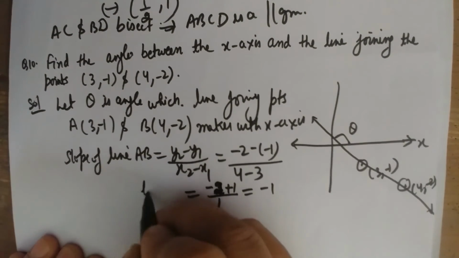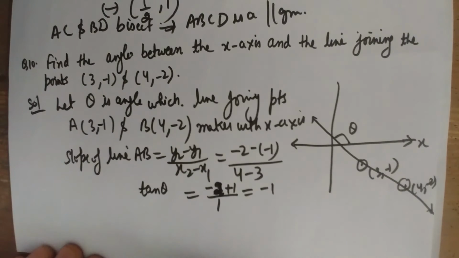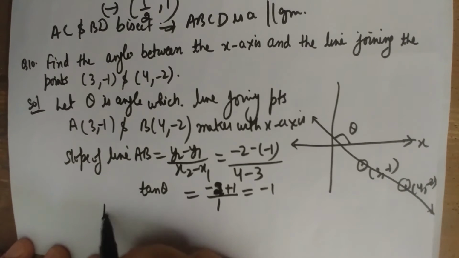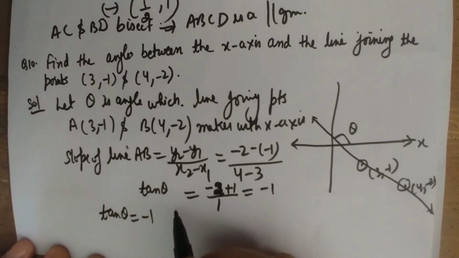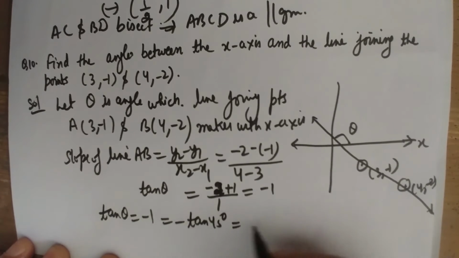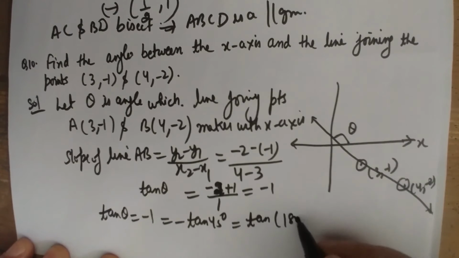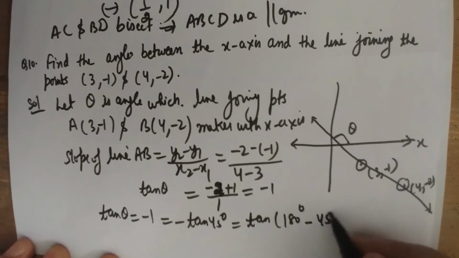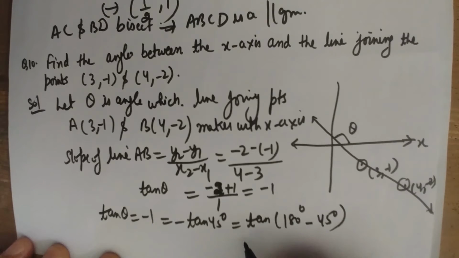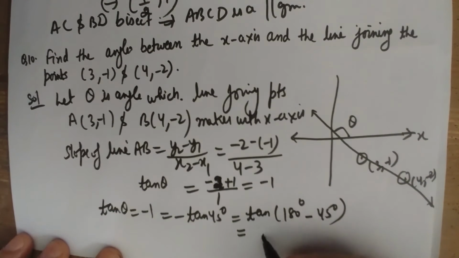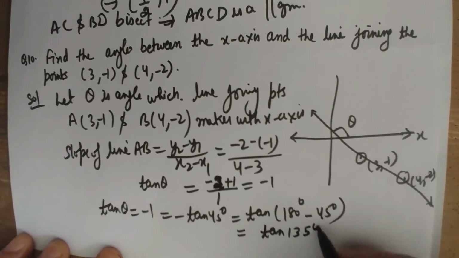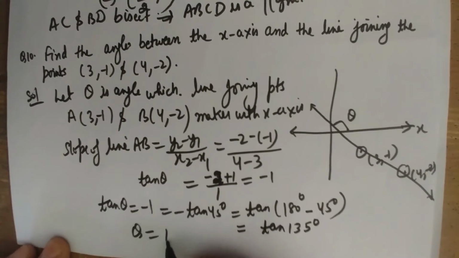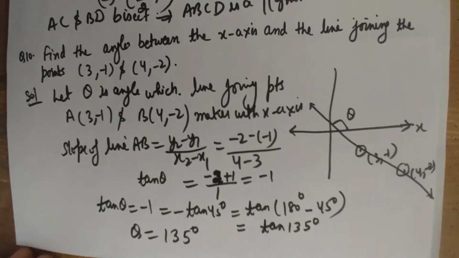And you know the slope is also tan theta, because the angle between this line and the x-axis is theta. So tan theta is -1. So I need to work out the angle. So that means it is minus of tan 45 degree. So this angle can be written as 180 minus 45, because tan of 180 minus theta is minus tan theta. So it will be tan 135 degree. So what do I get theta as? Theta here is 135 degree.